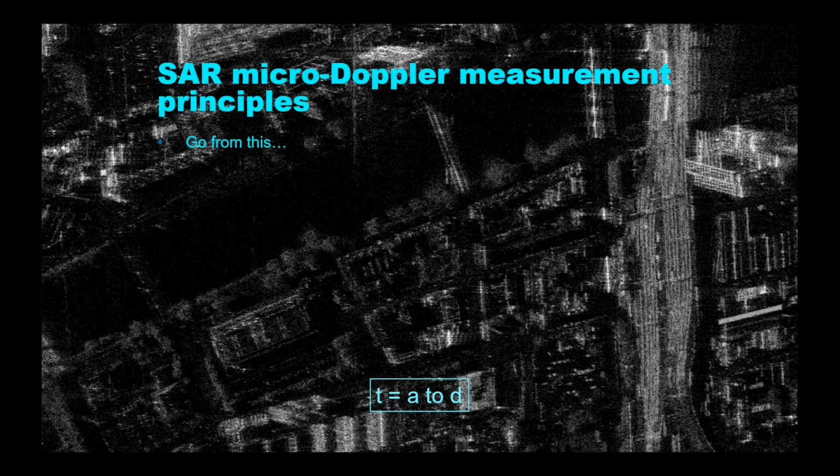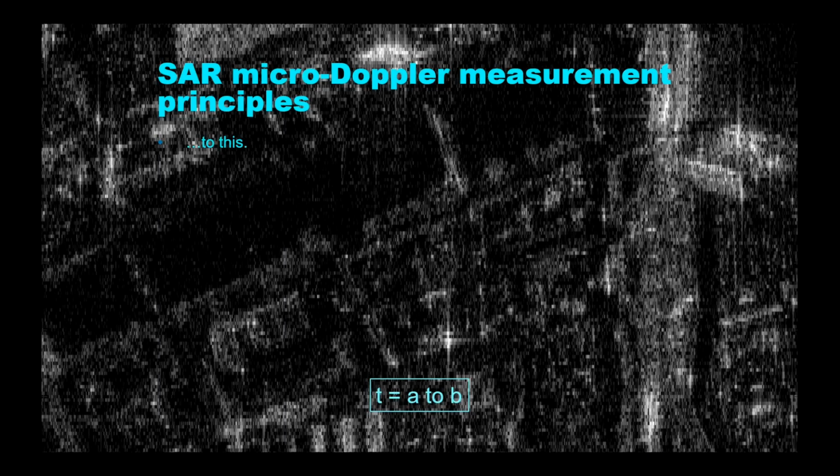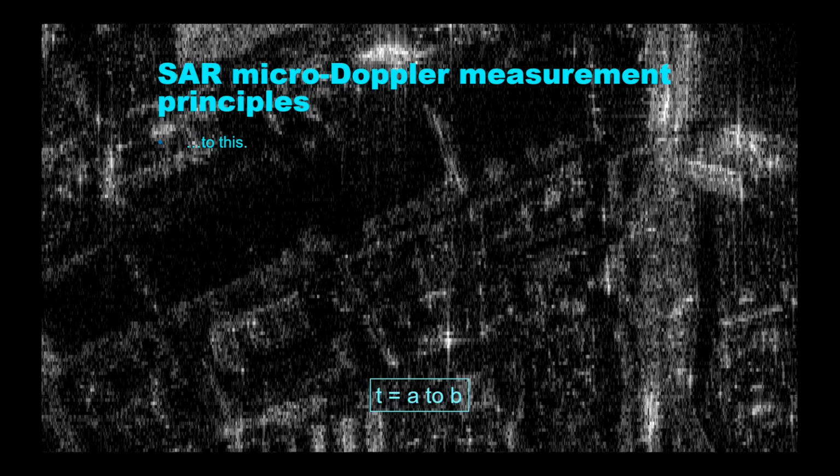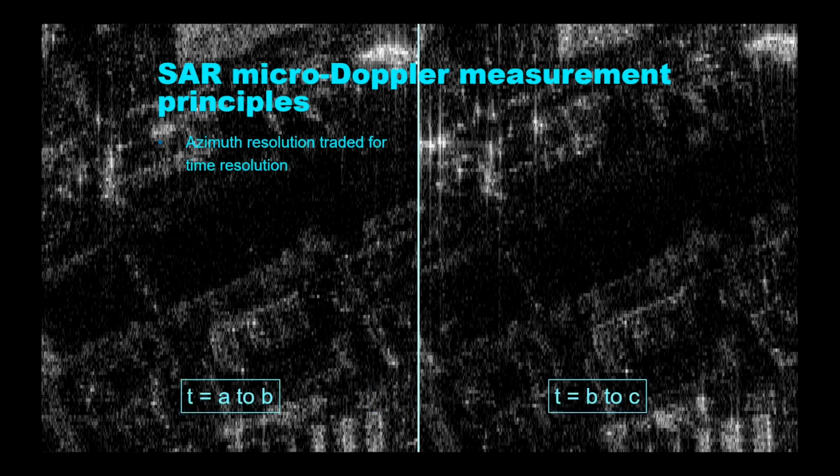So what does this look like? We go from this, which is an image zoomed in again of Glasgow, formed with the full aperture length, to this, where this is a subaperture image. Now you'll note, going from this to this, we lose some azimuth resolution. However, crucially, we now have more than one image separated in time, which allows us to essentially trade azimuth resolution for time resolution, which means we can then make our microdoppler measurements.